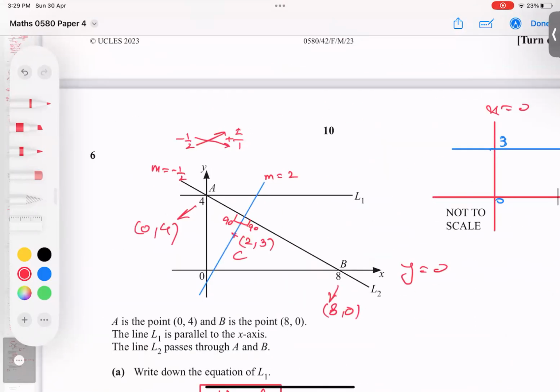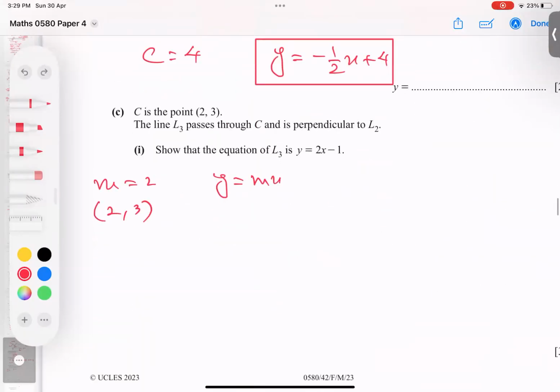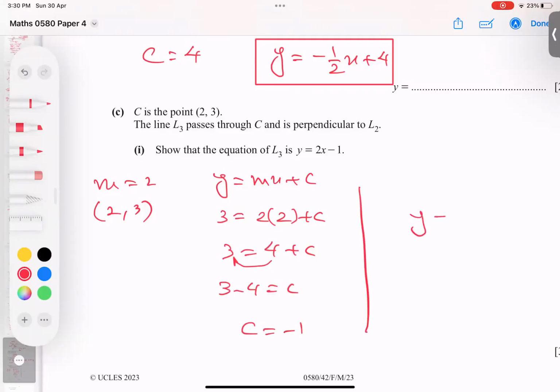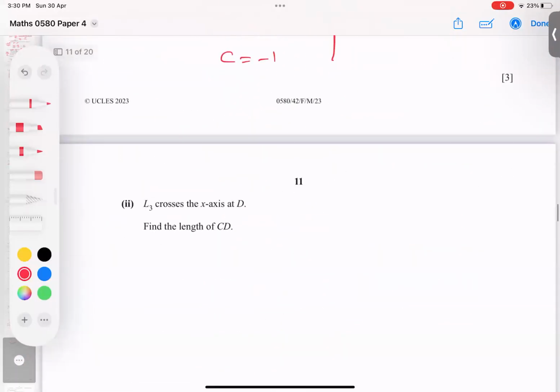But in this question, I don't know where C is. In the previous part, I know C is clear. So it means this time we have to work out c. So this 3 will go in the place of y, 2 goes in the place of x, and this 2 goes in the place of m. So it is coming 4 plus c. 4 goes there. So c becomes minus 1. So the final answer, y equals mx plus c: m is 2 and c is minus 1. So Mabruk, alhamdulillah, rabbil alameen, I have done it.